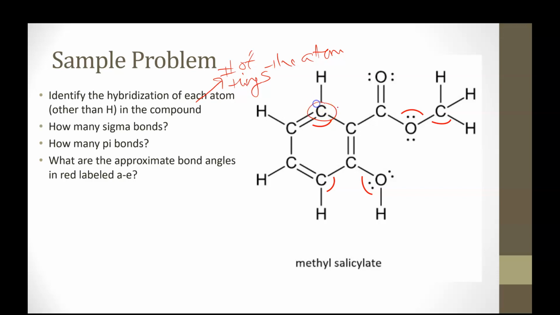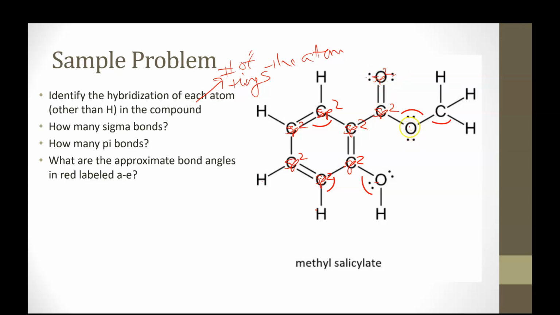If I'm looking at this carbon atom right here, I see it's attached to 1, 2, 3 things. So that carbon atom right there in the center is sp2. This one is attached to 1, 2, 3, sp2. 1, 2, 3, sp2. 1, 2, 3, sp2. And sp2. This carbon is attached to 1, 2, 3, also sp2. This oxygen on the end, we're going to figure out its hybridization. 1, 2, 3, also sp2.